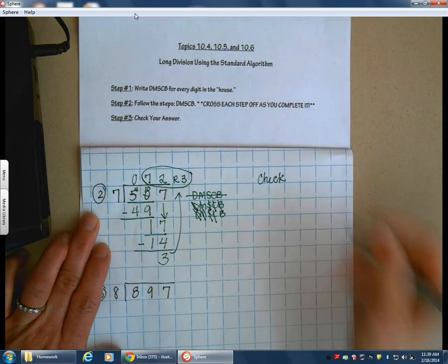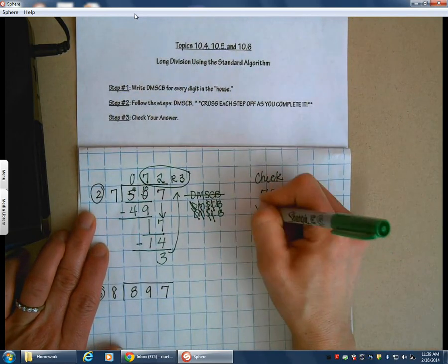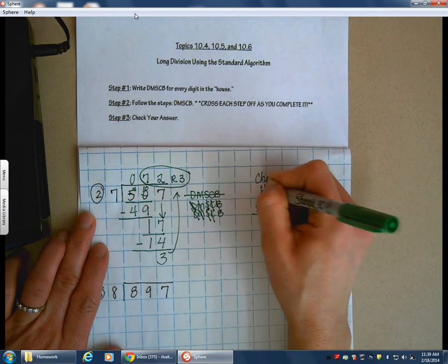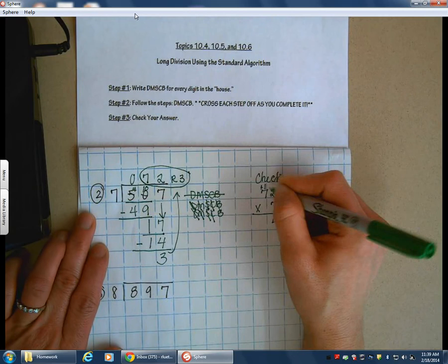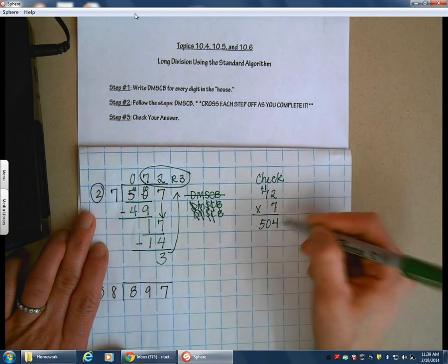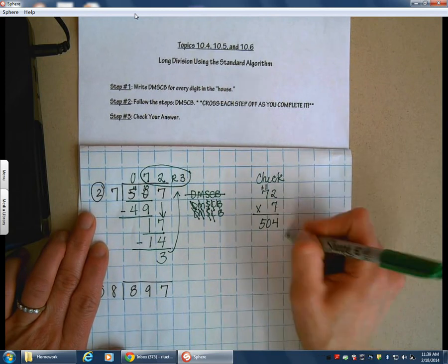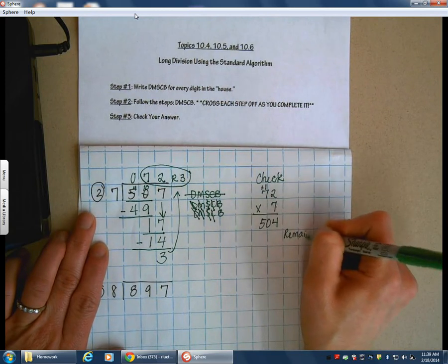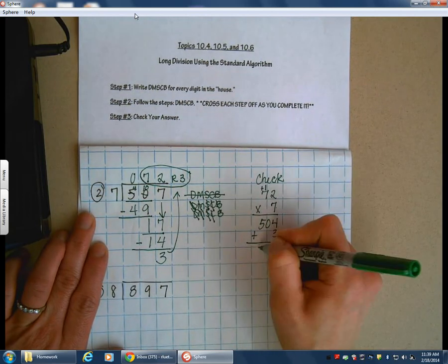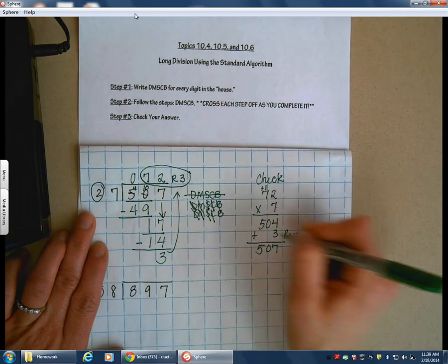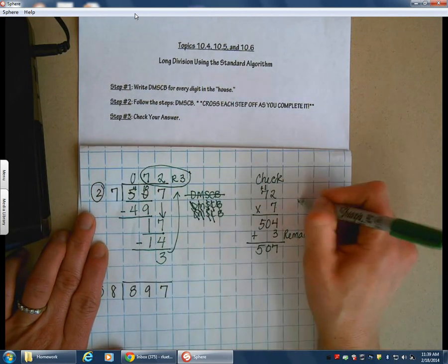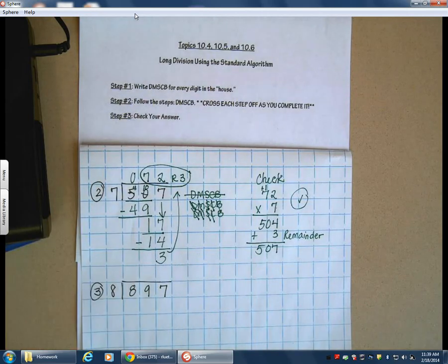Okay, 72 times 7. 7 times 2 equals 14, carry the 1. 7 times 7 equals 49, plus 1 equals 50. So I have 504, but remember I had a remainder of 3. I need to add that at this point. 504 plus 3 gives me 507. That's the original dividend that I had. Check. I have the correct answer.